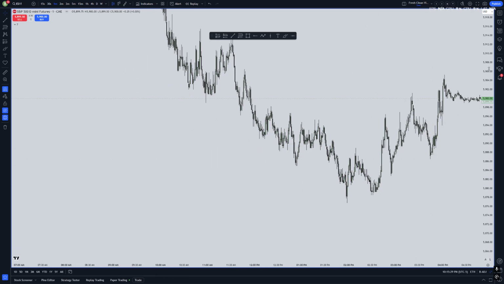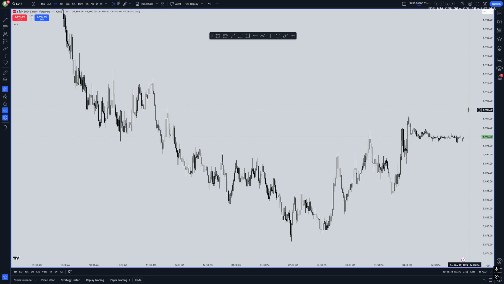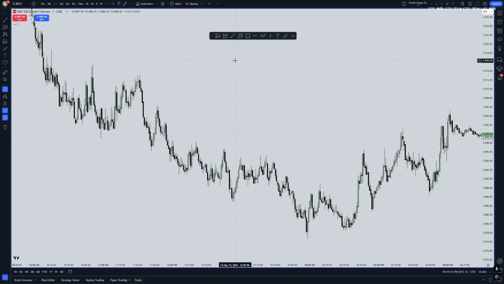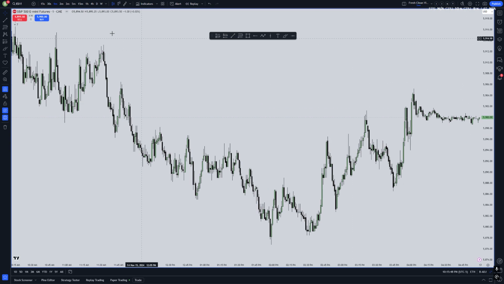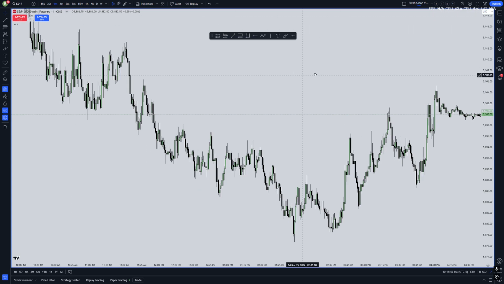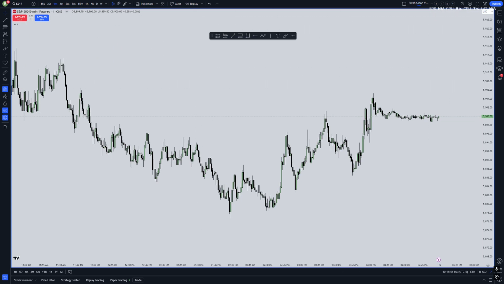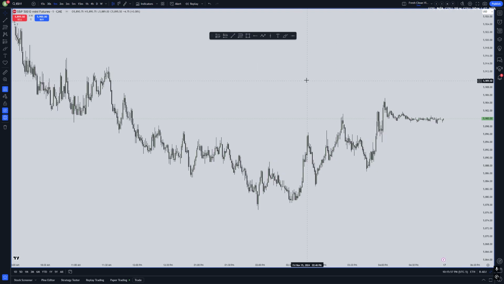ES is the S&P 500. It's the E-mini S&P 500, and then we'll also be using YM, which is the Dow Jones Index, US 30, top 30 companies, S&P top 500, NASDAQ's top 100. A lot of these are the same companies. If the company's in the top 500, it's going to be in the top 30 and top 100. So these are correlated assets.